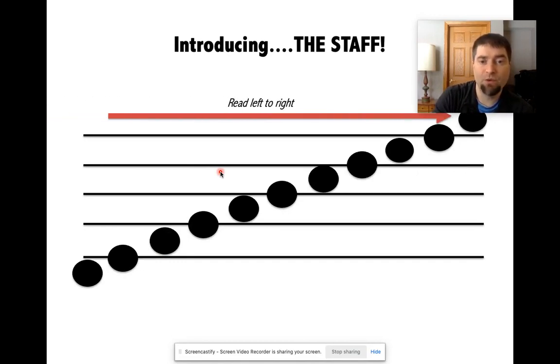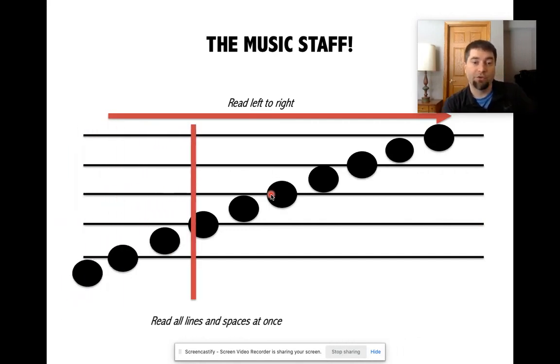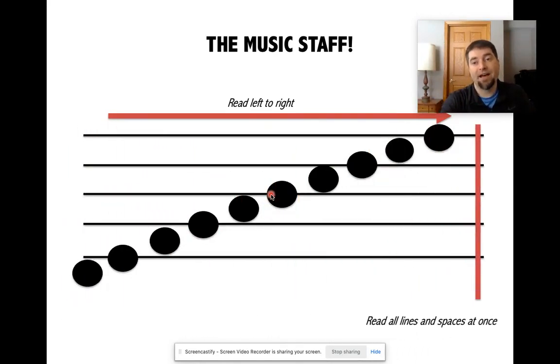Remember that we read the music staff left to right. Sorry, I always do that on the camera, and I think that's reversed. So just like words in a book or words of a sentence, we read left to right, but we are reading all the lines and spaces at once. So check that red line out as it goes across. Whatever note that it passes over is the note that we would play at that time. So it would go do do do do do do do do do do do do do as we read those music notes.